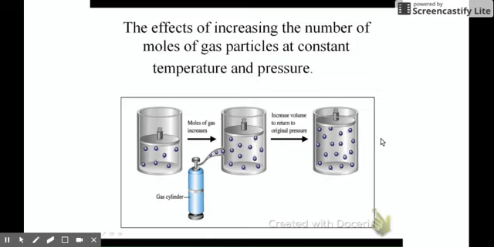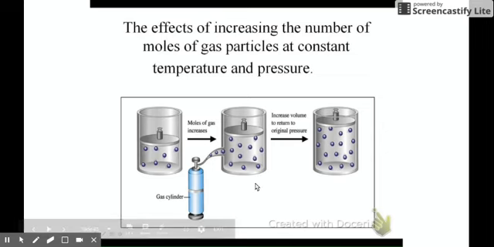Avogadro's law. When we hear the word Avogadro, we associate this with Avogadro's number, which is 6.02 times 10 to the power of 23. In Avogadro's law, for gases, it investigates the relationship between two variables of volume and amount of gas expressed in moles, so somewhat related to Avogadro's number.